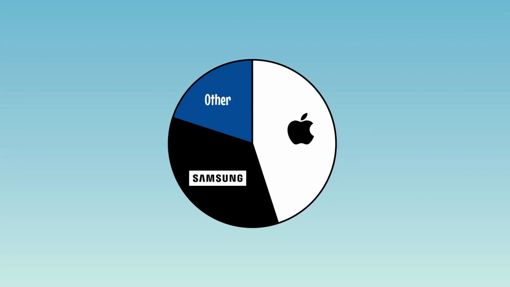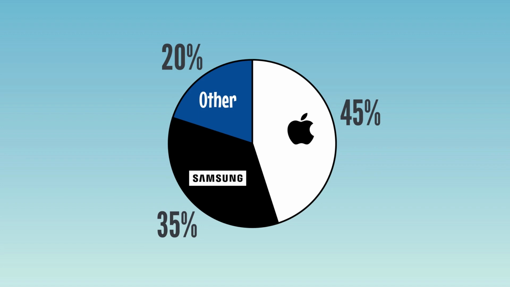Here the main competitors are Apple with around 45% market share and Samsung, who hold roughly 35% market share. The remaining 20% is split among competitors like Google, Motorola, Nokia, Sony, Huawei and others. From this breakdown, it's clear to see that Apple is the market leader, contributing the most to the mobile phone sales in the UK.